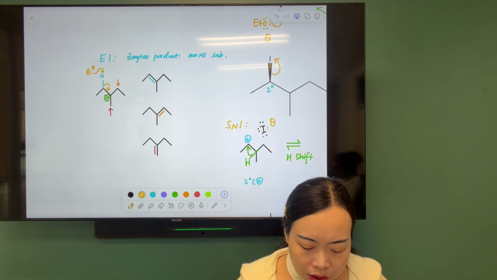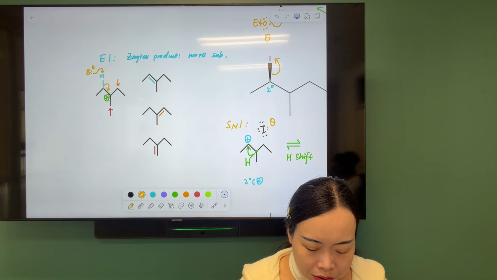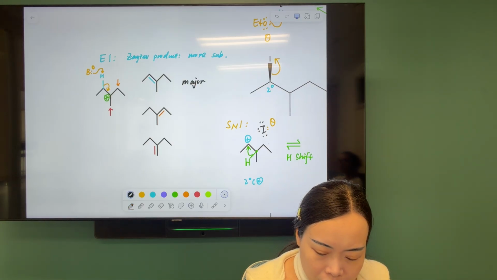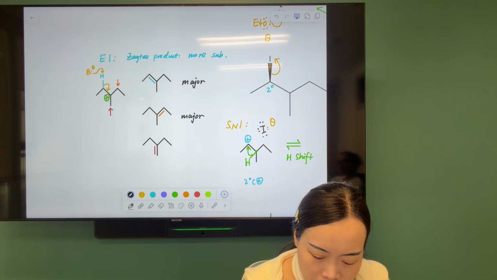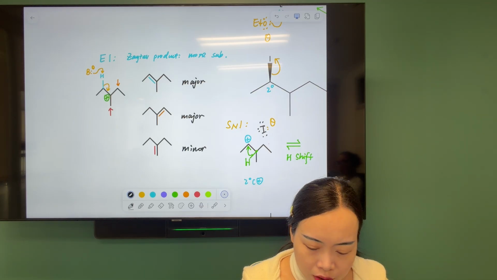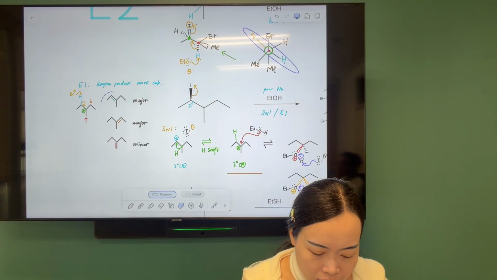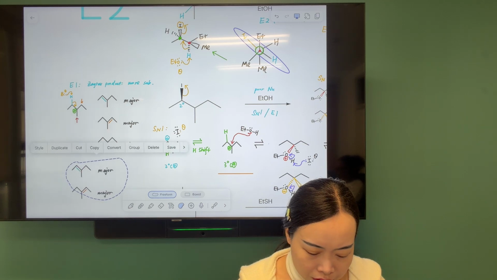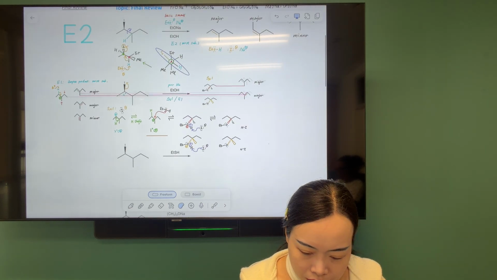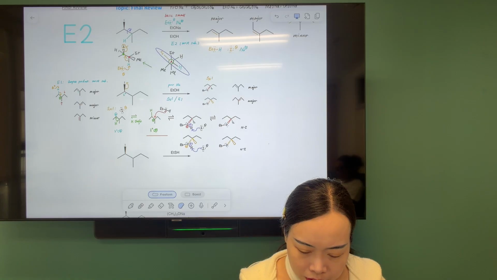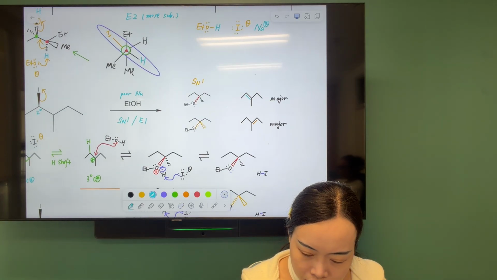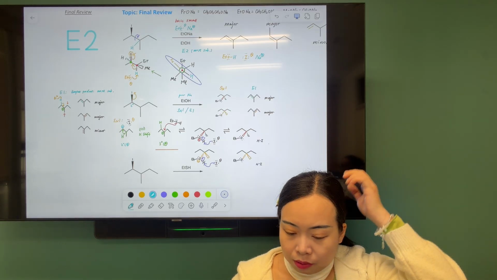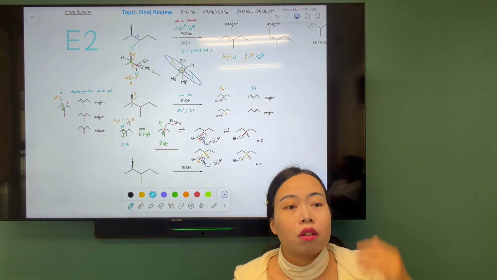So within the E1, we said we prefer more substituted. So the first one is trisubstituted. It will be the major, major, minor. Okay, so I'll just copy the major part to my answer. Okay, so this is E1. If it's in the exam, you're going to write all of them. Are we cool with this?